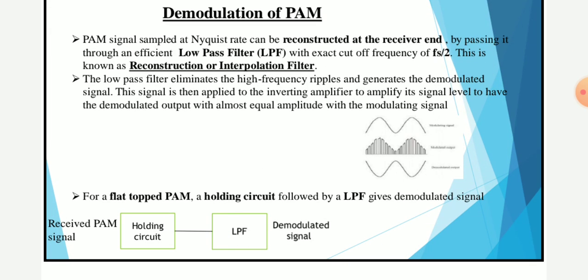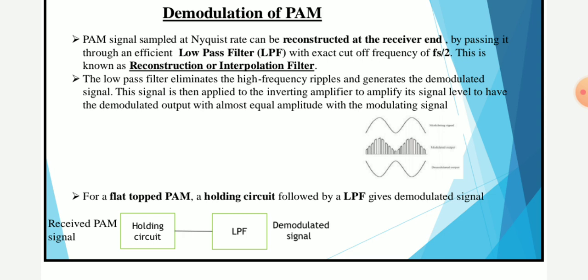Coming to demodulation of PAM. In order to demodulate the message signal from a PAM signal, a demodulator is required at the receiver side. It is done simply by using two basic blocks, a holding circuit and a low pass filter, which will produce the required message signal. So it makes use of a reconstructing filter at the receiver side, and the signal is passed through a low pass filter which cuts off the frequency at Fs by 2. This is known as the reconstruction filter or interpolation filter.